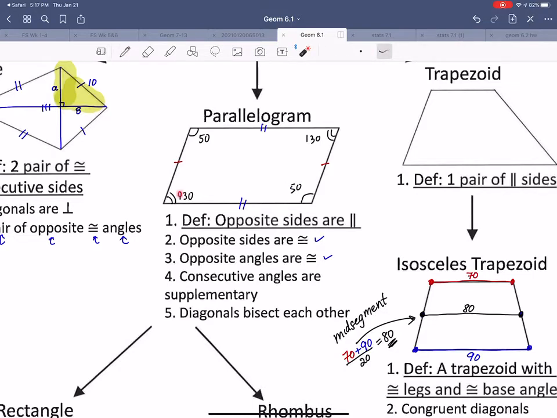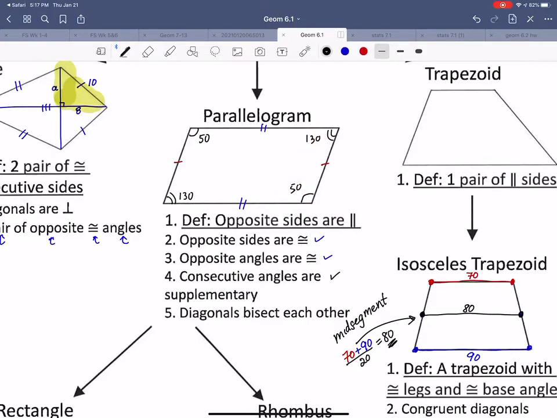So consecutive means next to. So this one plus this one is 180, right? And this one plus this one is also 180. And this one plus this one is also 180. That's what that one means.